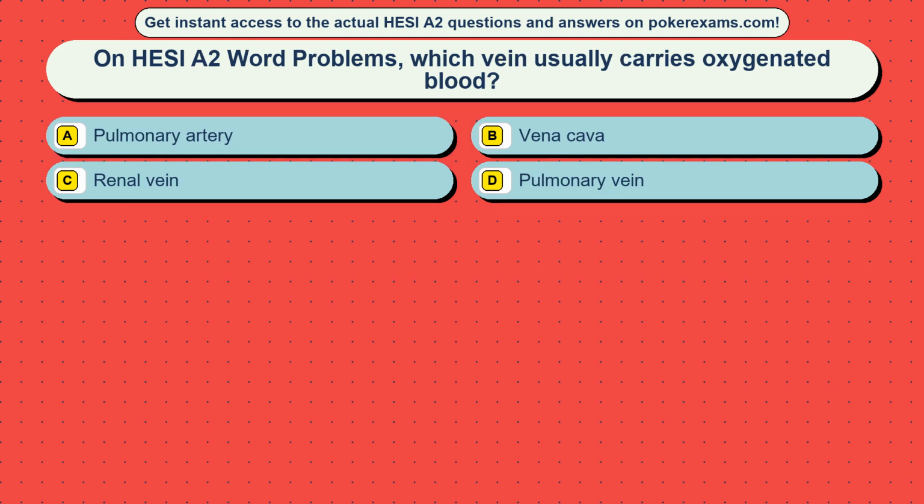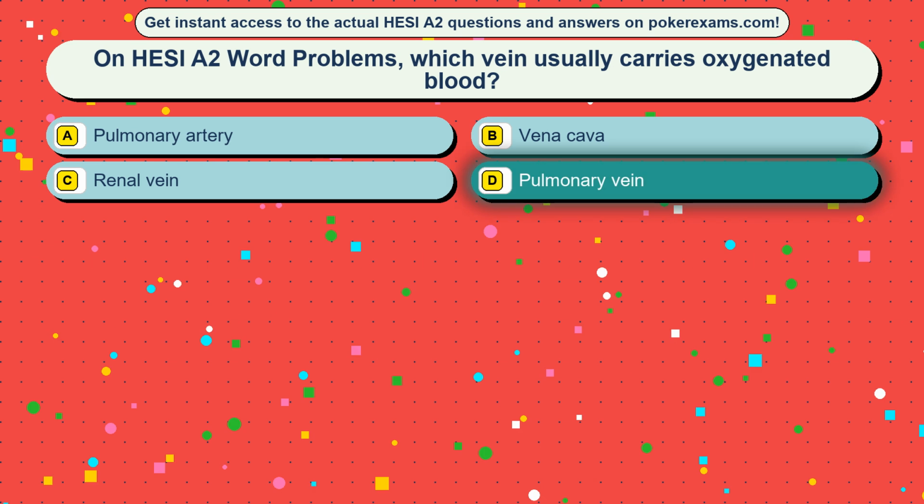Question 14. On HESI A2 Word Problems, which vein usually carries oxygenated blood? Option A, pulmonary artery. Option B, vena cava. Option C, renal vein. Option D, pulmonary vein. The correct answer is option D, pulmonary vein.